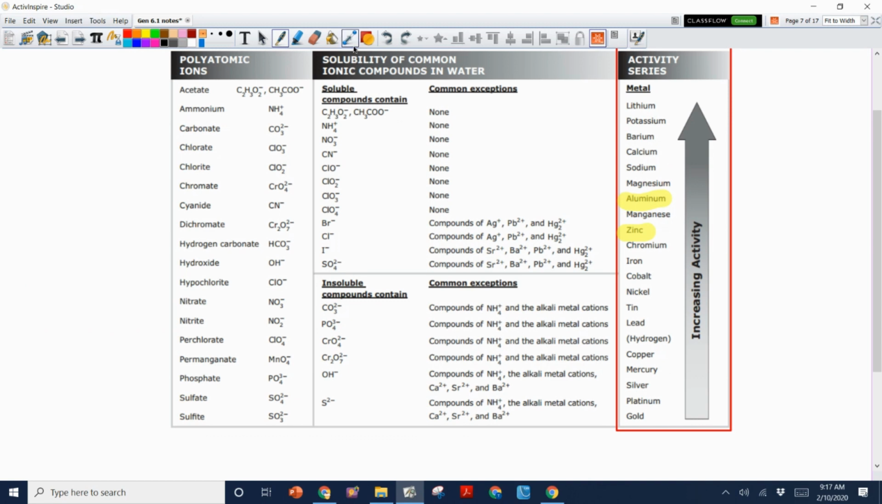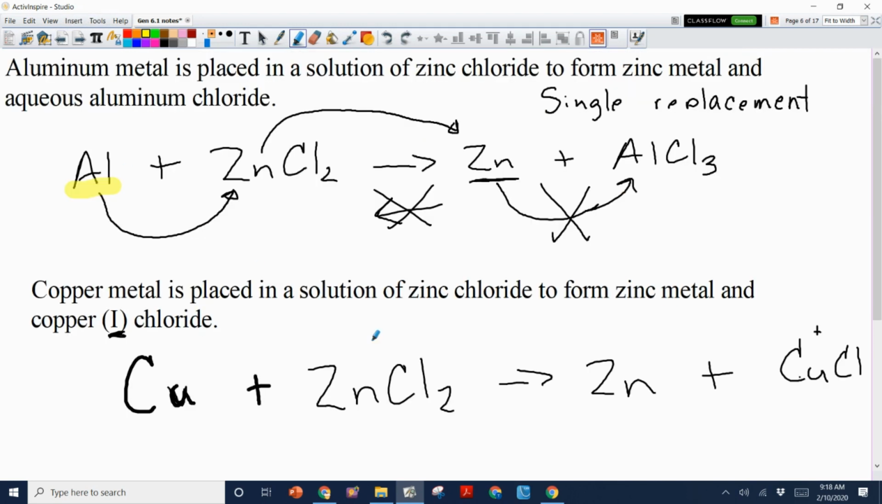Well, let's erase this. So we know where zinc is because we just used it. And copper is way down here. So copper is weaker. Zinc is stronger. So zinc is going to hold on to its chlorine. Copper is not going to be able to replace zinc because copper is weaker than zinc. So this reaction would not happen. Okay, this reaction would not happen.